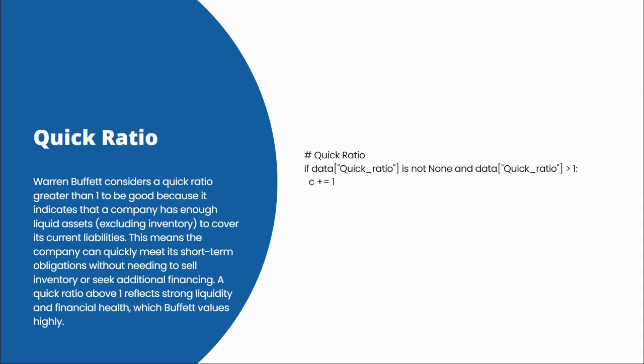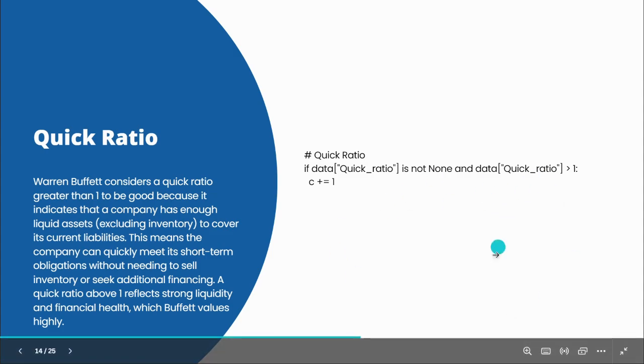This one is the quick ratio. In the book it stated that the quick ratio should be greater than 1, because it indicates that the company has enough liquid assets, excluding inventory, to cover its current liabilities. This means the company can quickly meet its short-term obligations without needing to sell its inventory or seek additional financing. So here's our code too.